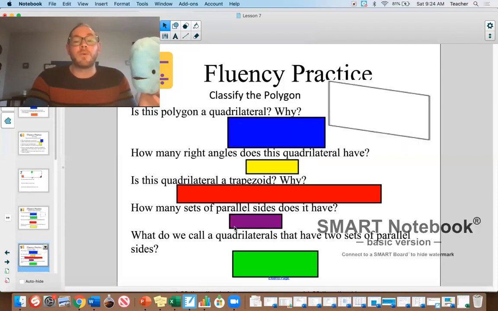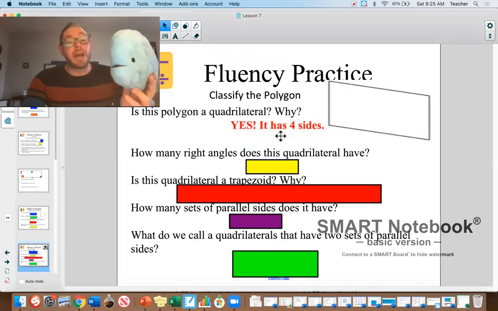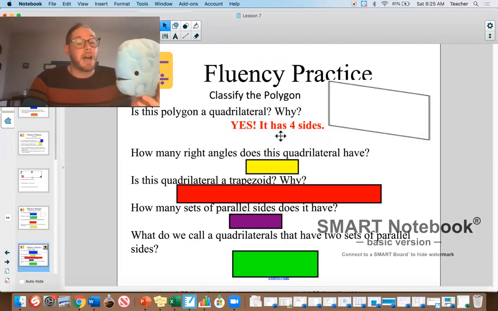All right, let's move on to our next fluency page. We're going to be doing the same thing. Let's look at this polygon over here. Is this polygon a quadrilateral? And make sure you say with your voice why it is a quadrilateral. I'll let you have some thinking time. Say your answer out loud. Yes, it is a quadrilateral because it has four sides.